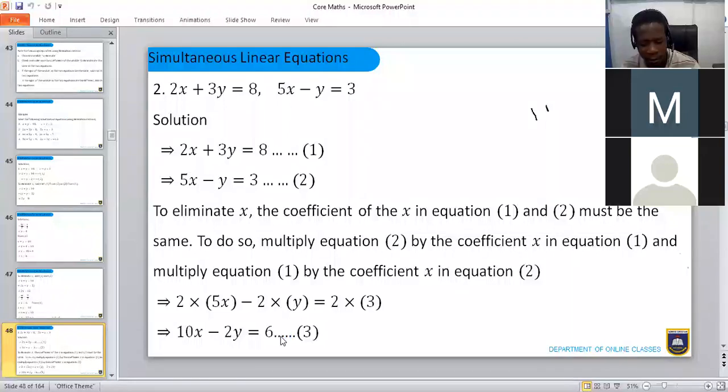Carlo Grace, do you have something to say? Yes, sir. Okay. Now we've multiplied equation 2 by coefficient of x in equation 1 already. Yes, Savannah?